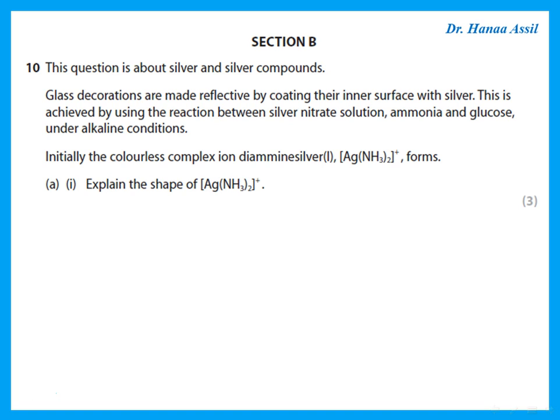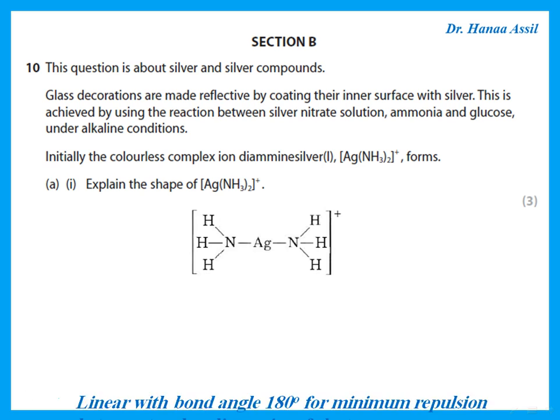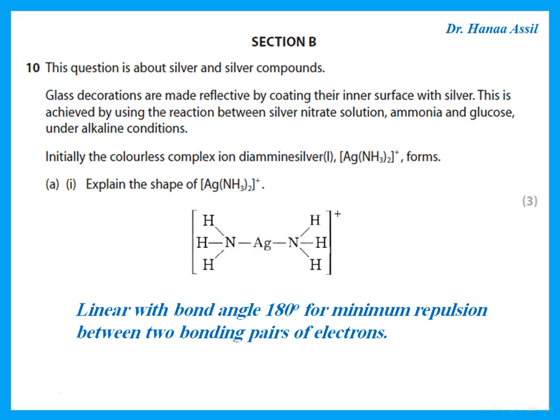Okay, this is silver with two NH3s complexed to it. So this is the shape of the complex. This is a linear shape with bond angle 180. Of course, this is because we have two bonding pairs of electrons, so they have to be linear for minimum repulsion between the bonding pairs of electrons.